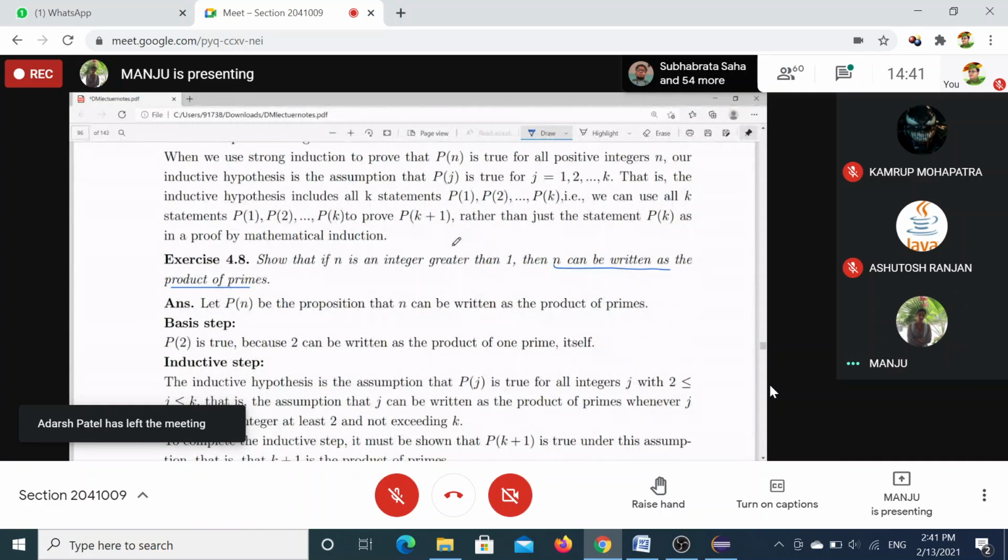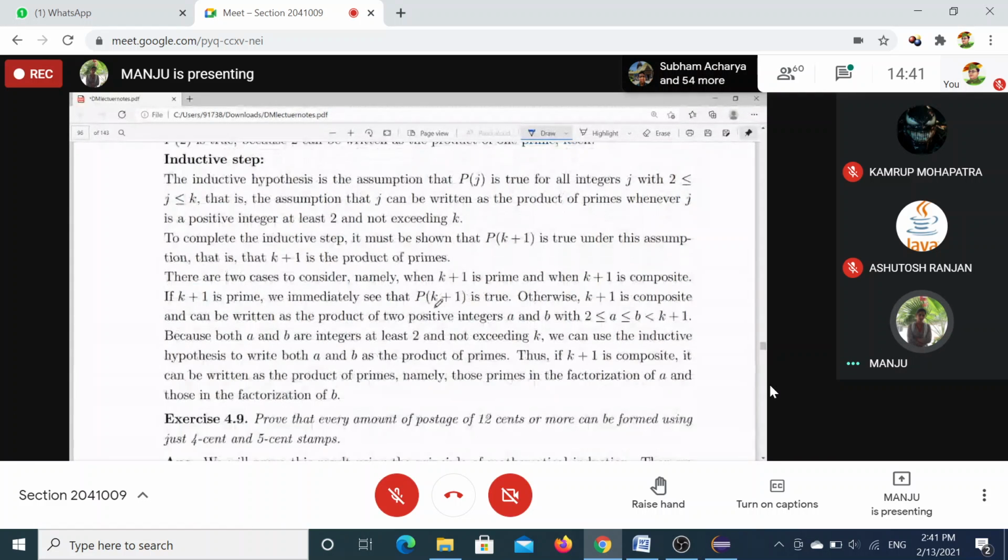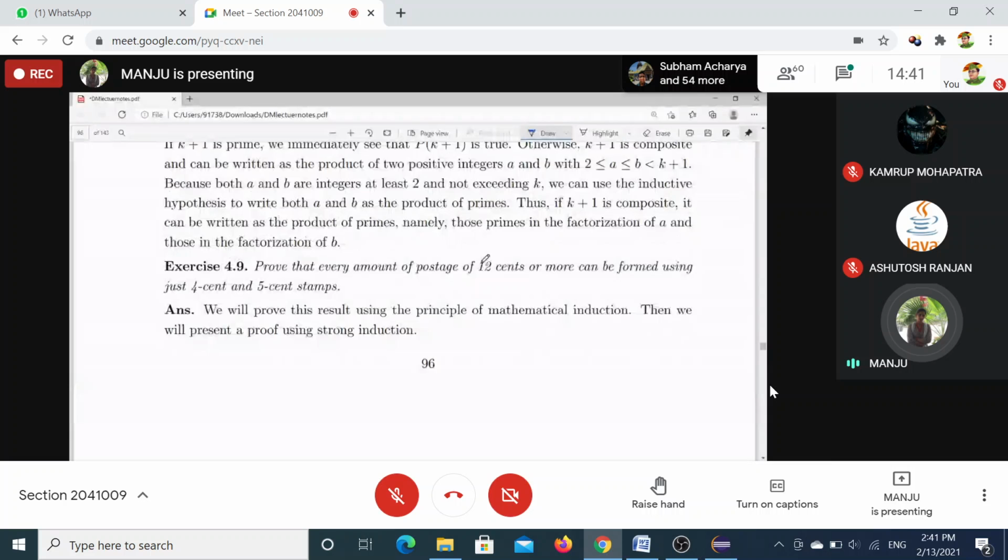And the set starts with 2, right? For this one, what is Pn? N is greater than or equal to 2. Every amount, every number greater than or equal to this one, that is N, you can form N by using 4 cent and 5 cent stamps. So 4x plus 5y, where x and y are non-negative, greater than or equal to 0. So you need to prove this one.